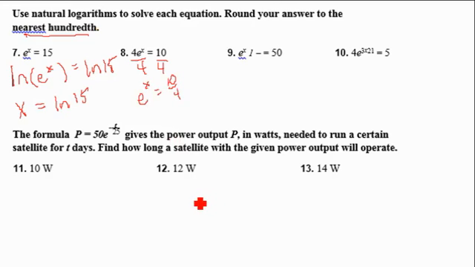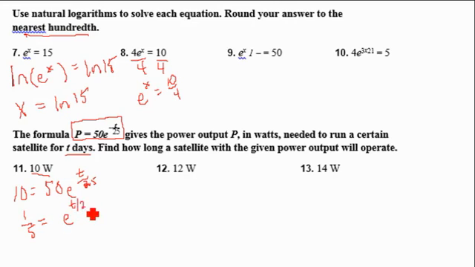And then for 10, 12, and 13, it's just showing you a practical problem, real world equation that might be used. So you're going to use this equation here. You want to find how many days, t days, it takes to use the given amount of power. So 10 watts, that's my power. So I'm going to put 10 in for P, set that equal to 50 e to the t over 25. And now I'm going to do exactly what I did 7 through 10. So if I divide both sides by 50, I'll get 1/5 equals e to the t over 25.